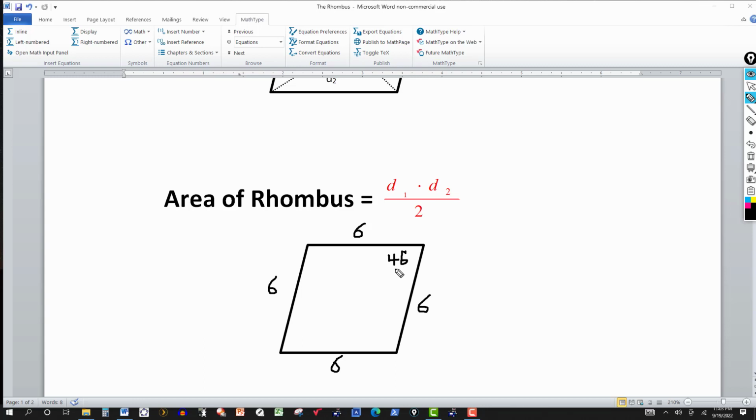That's 46 degrees. Now in some of these problems, you can get away without using trig, using the Pythagorean theorem. In some cases you can't. So what I'm going to do is draw the diagonals here. I got one diagonal this way, one diagonal this way. So this angle here is 46 degrees.